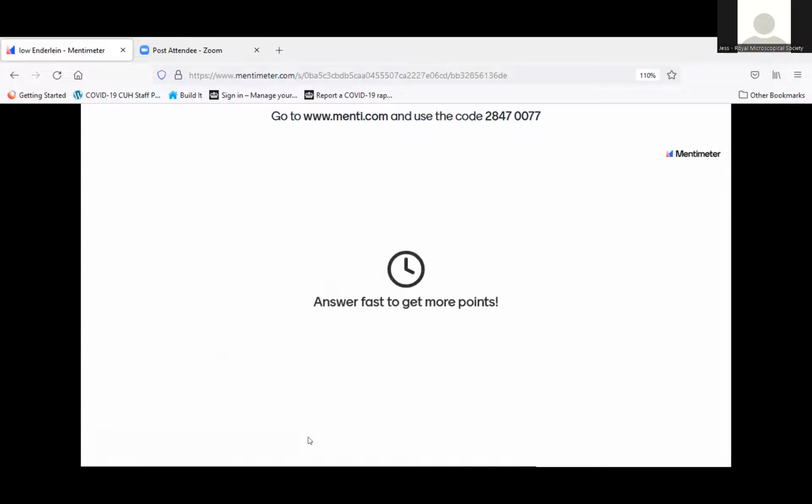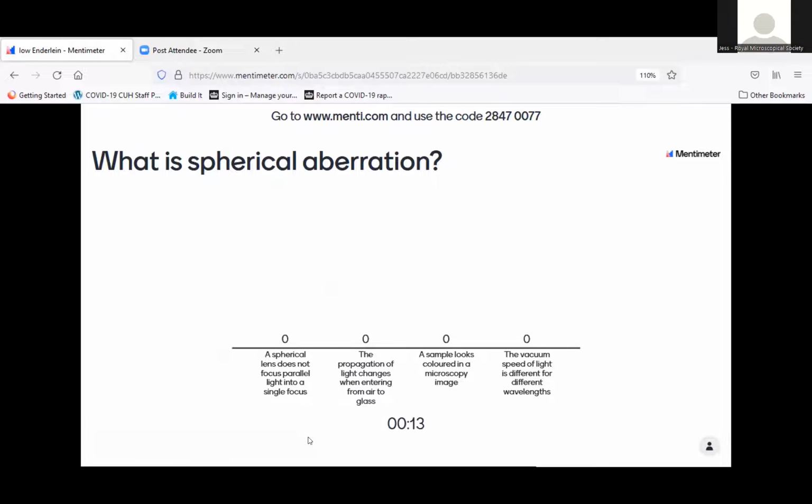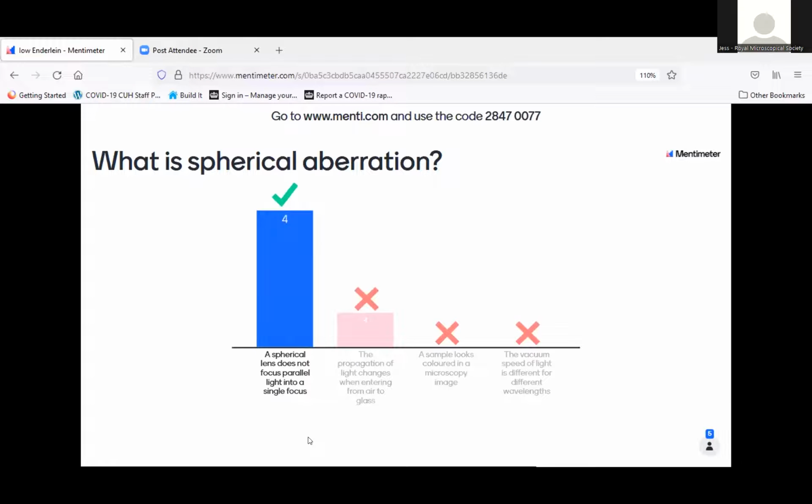And this one is, what is spherical aberration? A spherical lens does not focus parallel light to a single focus. Propagation of light changes when entering from air into glass. A sample looks colored in microscopy image. The vacuum speed of light is different for different wavelengths. Oh, yeah. Basically focuses to different points.